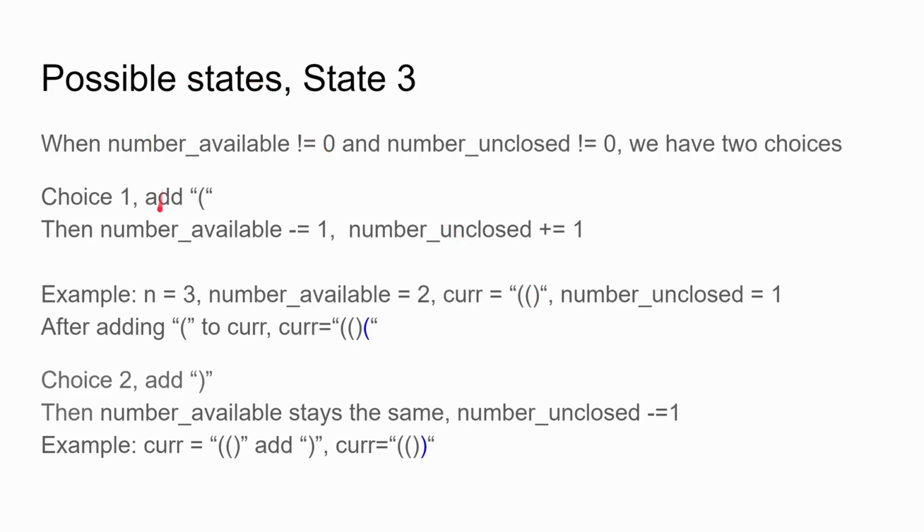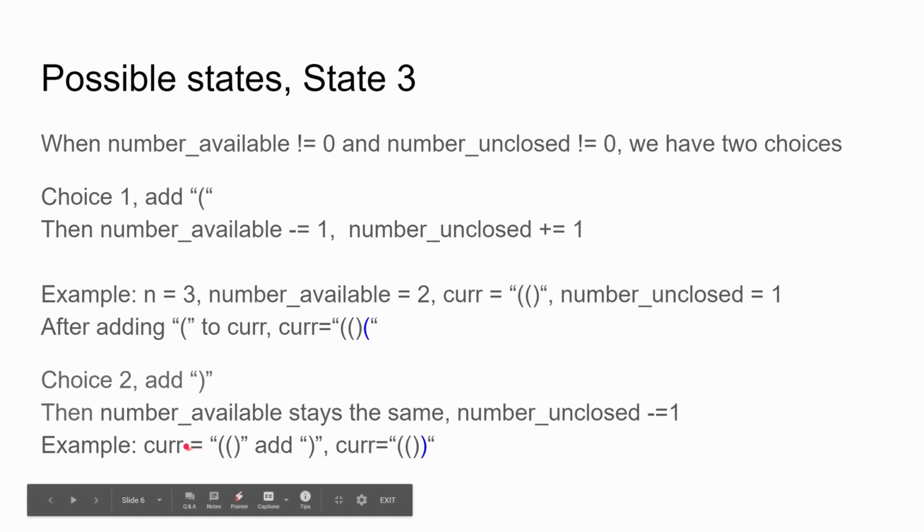For possible states number 3, when number available is not equal to 0 and number unclosed is also not equal to 0, it has 2 choices. Choice number 1 is to add a left bracket, then number available minus equal to 1 and number unclosed plus equal to 1. For example, when n equals 3, number available is equal to 2, current is equal to this, number unclosed is equal to 1. After adding a left bracket, current will now be equal to this. For choice number 2, you could add a right bracket, then number available stays the same, and number unclosed minus equal to 1, decrements 1. So for example, when current is equal to this, it will add a right bracket, so current will be equal to this.